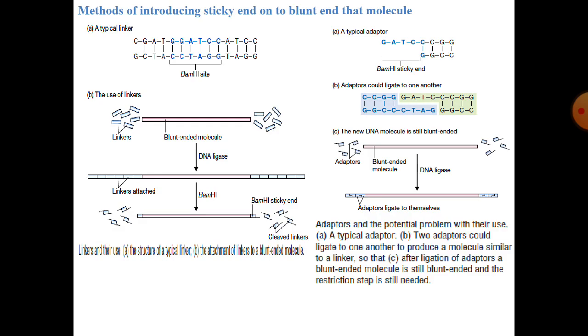Okay, methods of ligating sticky ends and blunt ends. If the strand already contains a sticky end, it is easy to ligate. If not, if it is the blunt end cleavage, the sticky end is generated. How is it generated? It can be generated by using linker or an adapter or by other methods. We'll be discussing that in the later video.